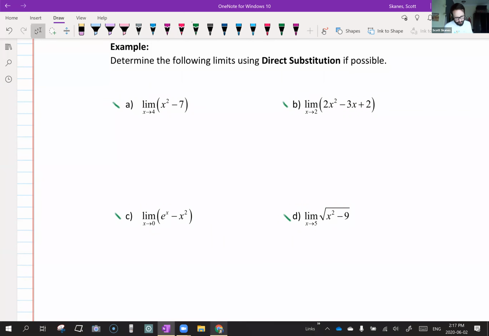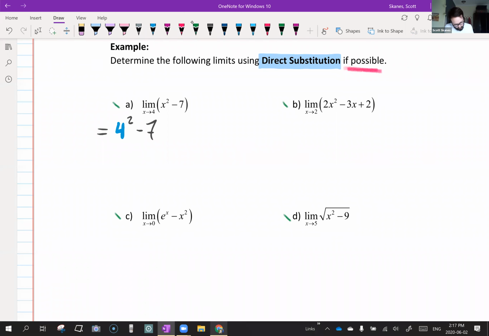So determine the following limits using direct substitution if possible. And that's an important note. We're going to do direct substitution, which means put in the x value, see what you get, and get the answer if possible. Let's do the first one. The limit as x approaches 4 of x squared minus 7. So let's just put in the value. That gives us 4 squared minus 7.